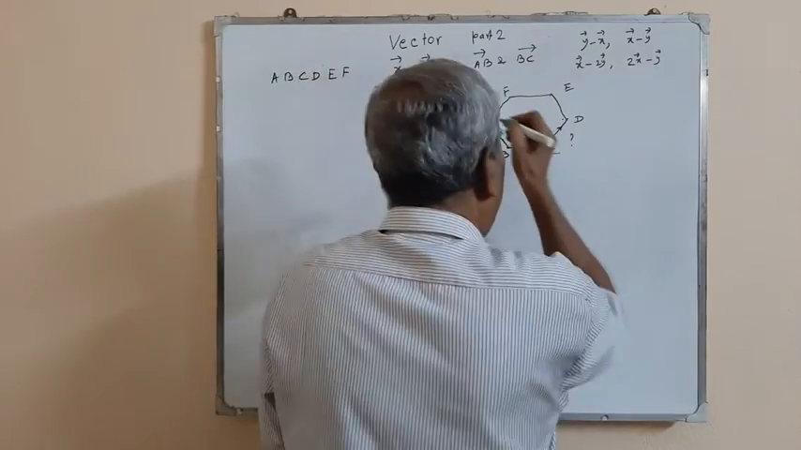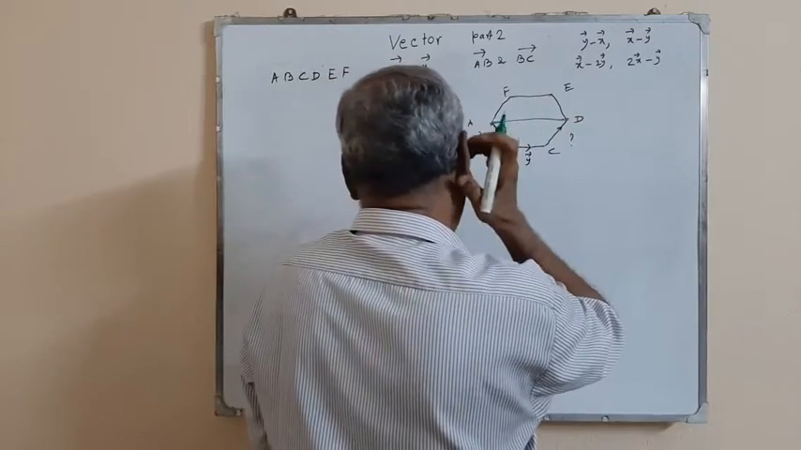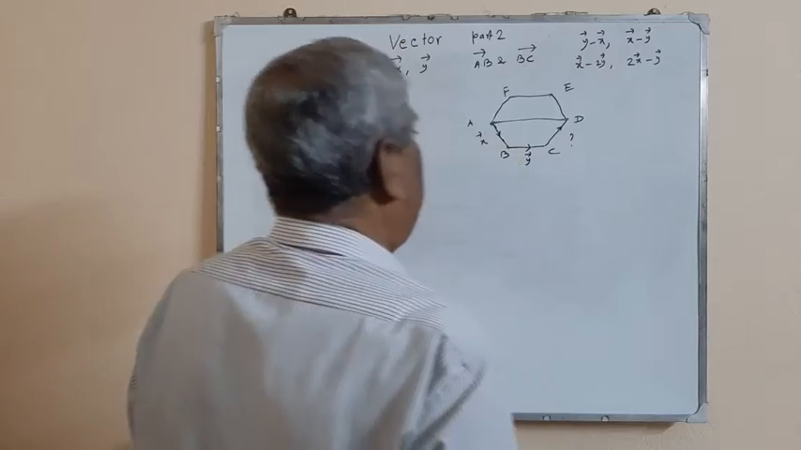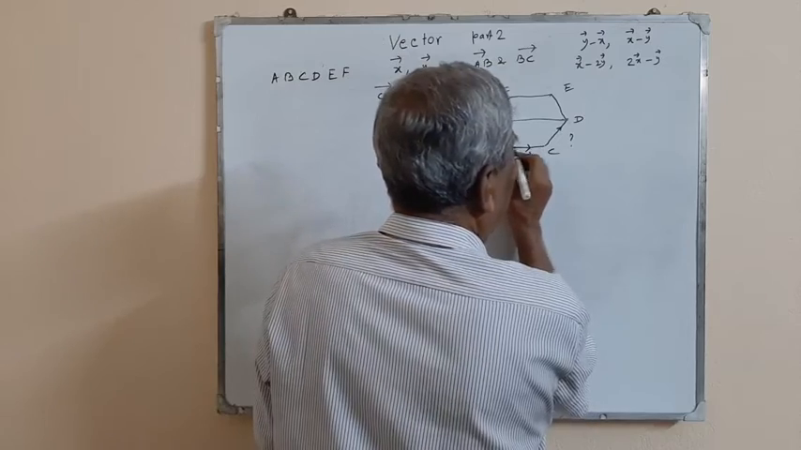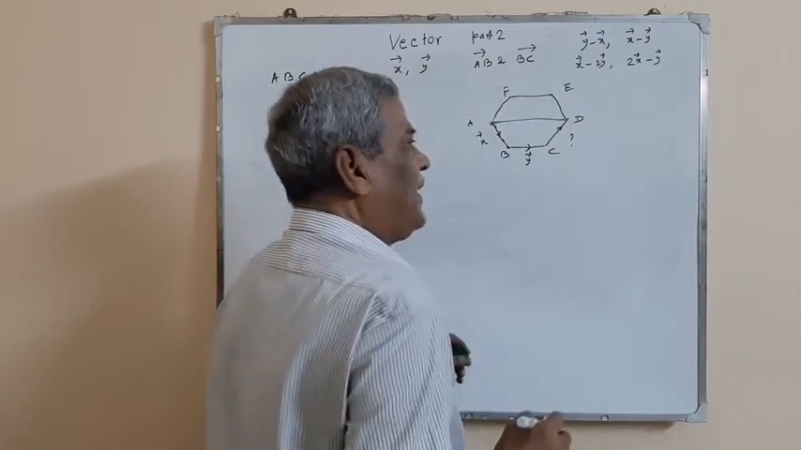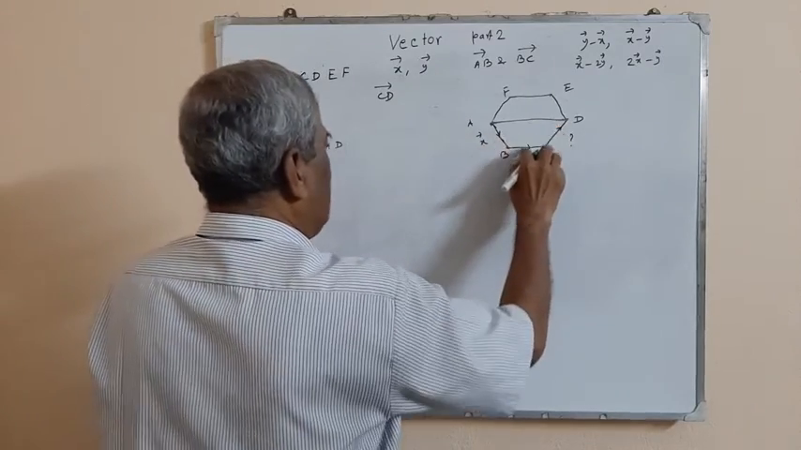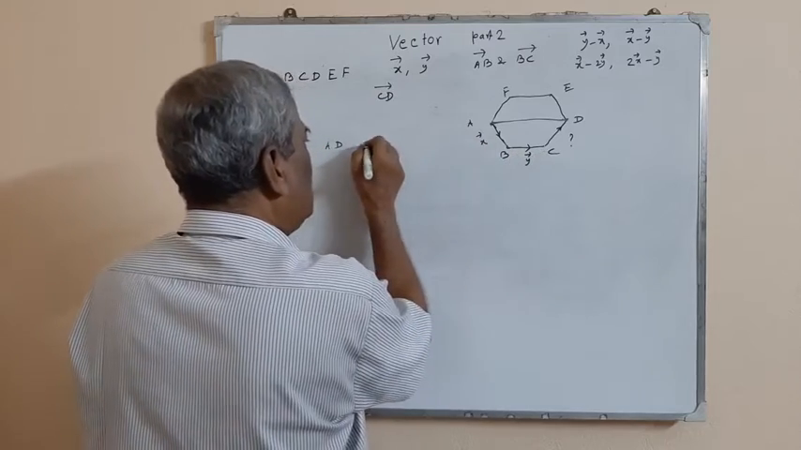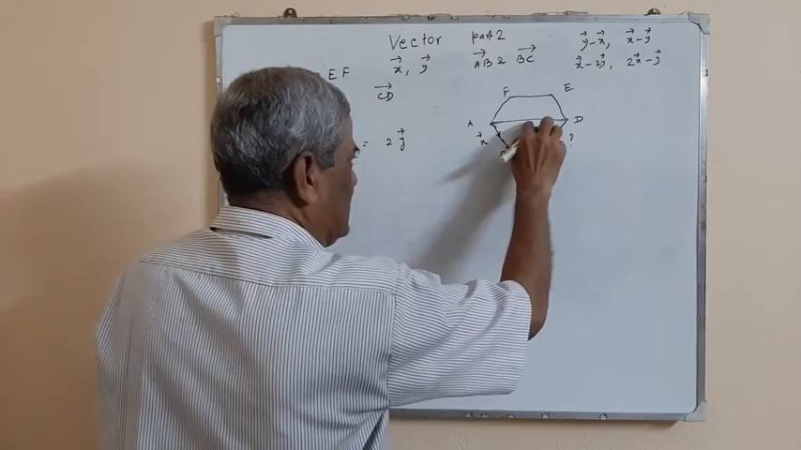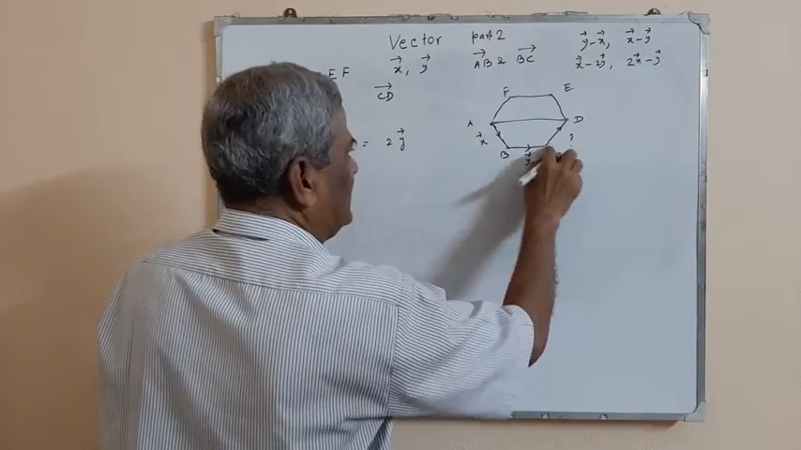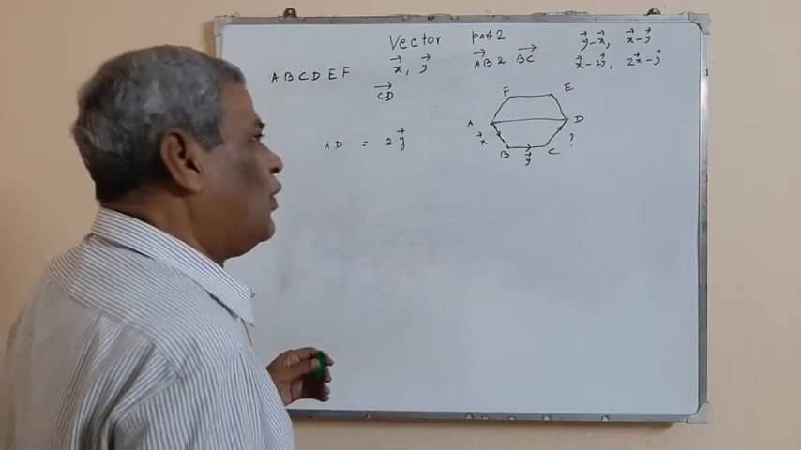Now, if I join C to D, from the property of a regular hexagon, the length of AD is just double of BC or FE. So AD vector, this is parallel to that. So it is 2 times y vector. 2 times because its magnitude is just twice of that. EF, FE, it is also y.